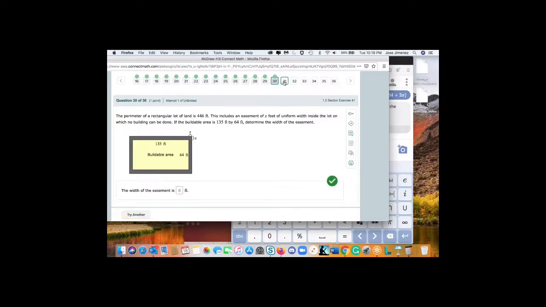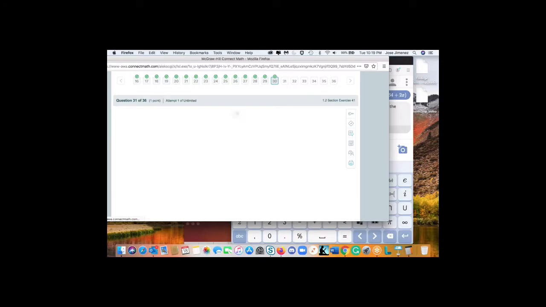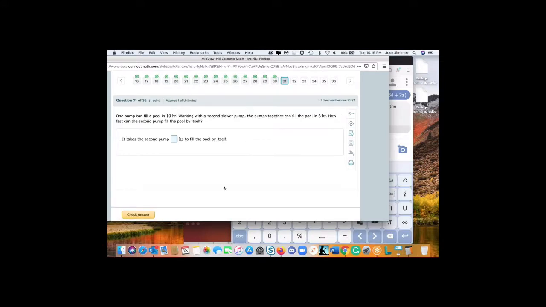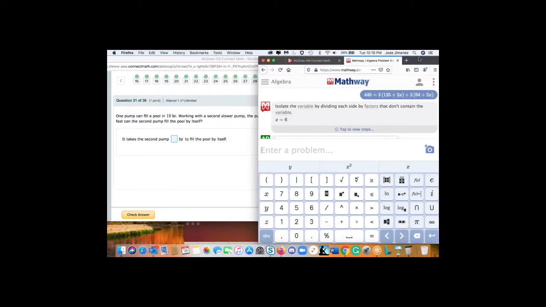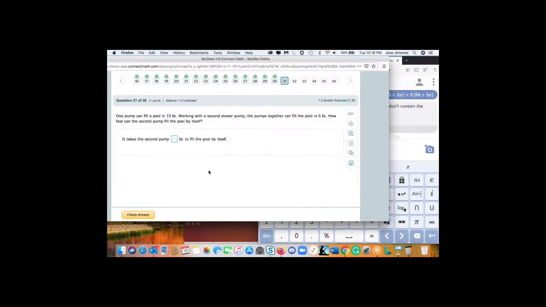Number 30. 31. Let's see. All right. Notice this problem you can do in a calculator, or you can do it in the big calculator. One pump can fill a pool in 10 hours. Working with a second slower pump, the pumps together can fill the pool in 6 hours. How fast can the second pump fill the pool by itself?